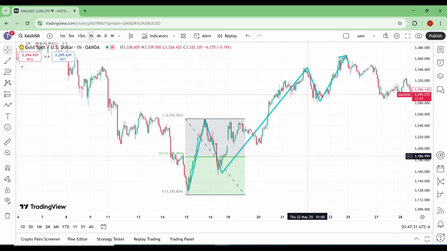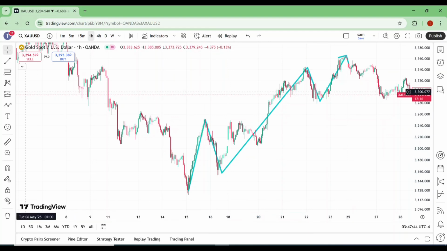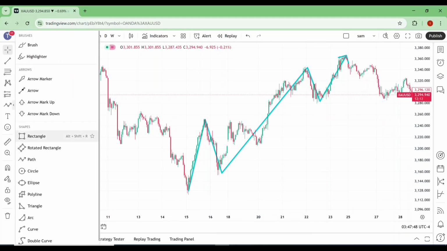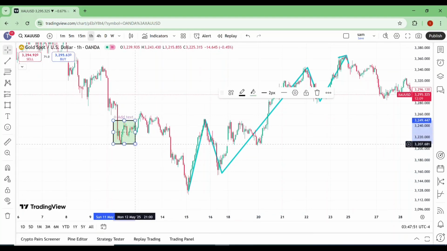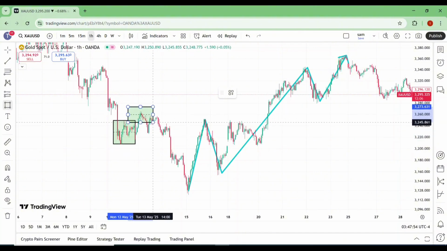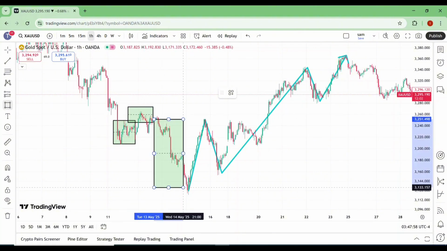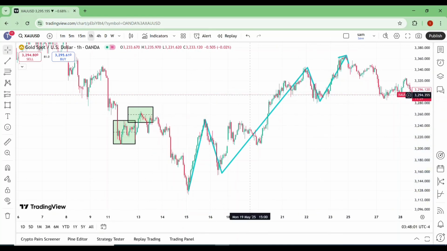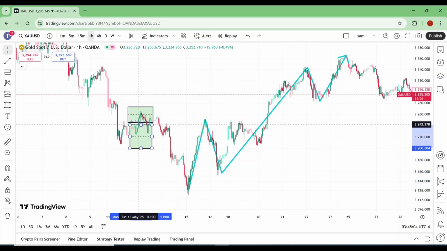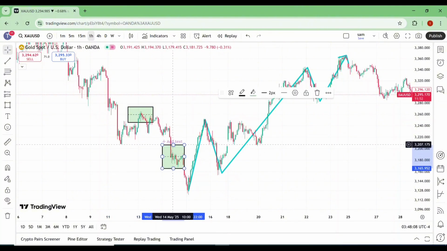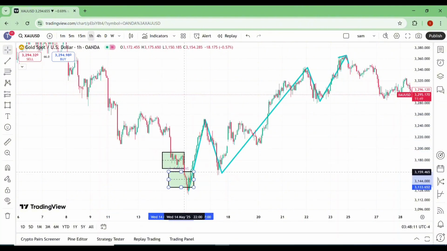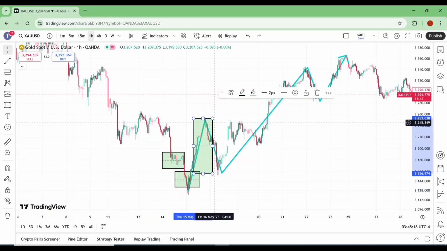In the previous session, we learned about power of 3, and now we can clearly see that most market movements follow this pattern. Consolidation, manipulation, expansion. Or consolidation, manipulation, expansion.